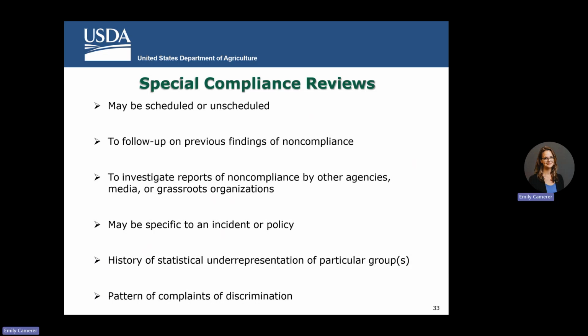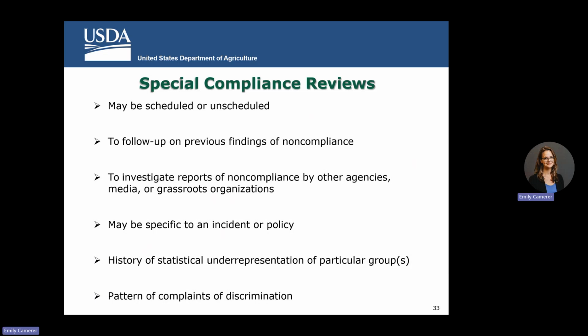Lastly, there are independently oversighted special compliance reviews that are conducted either independently by the USDA or in collaboration with FNS program staff. This dual approach ensures thorough oversight of civil rights compliance. The purpose of these reviews includes the follow-up of noncompliance. These reviews can be scheduled or unscheduled, particularly following previous findings of noncompliance. They serve as a mechanism to hold entities accountable and to ensure corrective actions are taken.